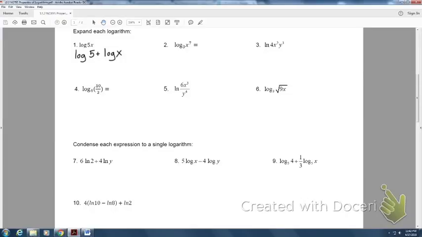Alright, going to number 2. So I've got log base 3 of x to the power of 7. So because of that, I can use that power rule, and all I need to do is just move that 7 in the front, and that is going to become a coefficient. 7 log base 3 of x. That's it.